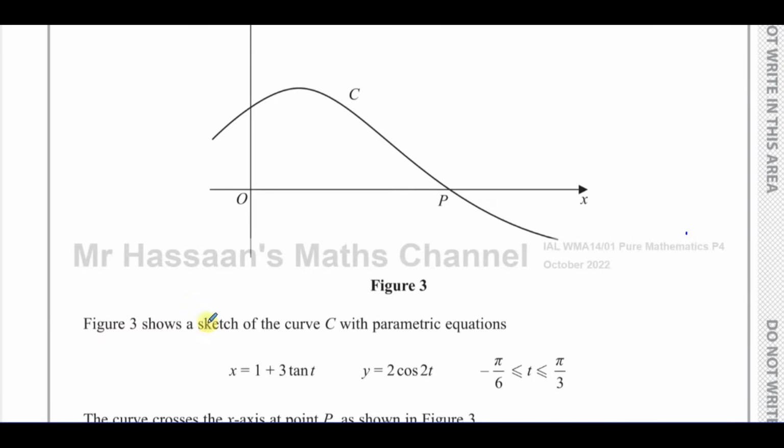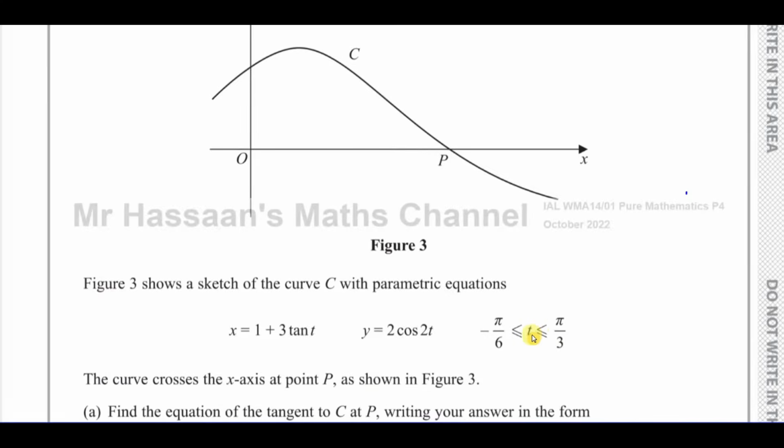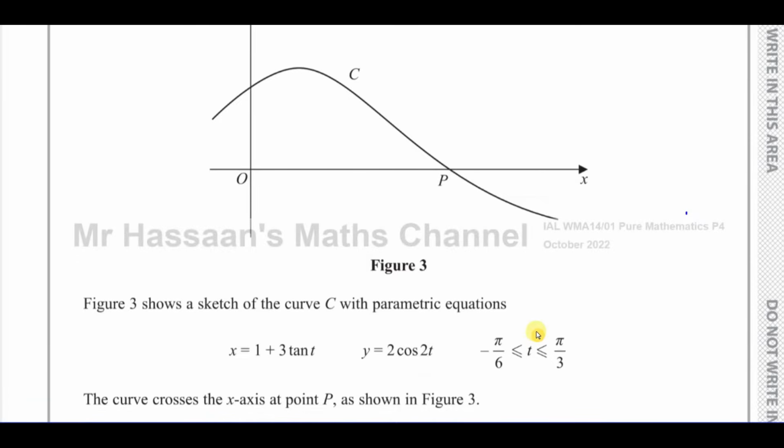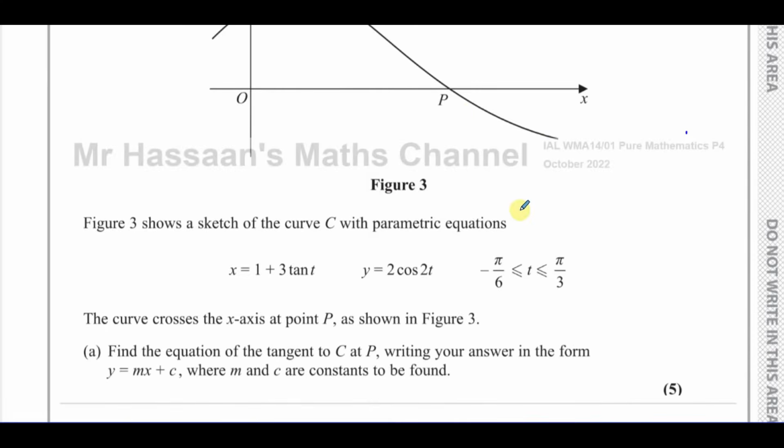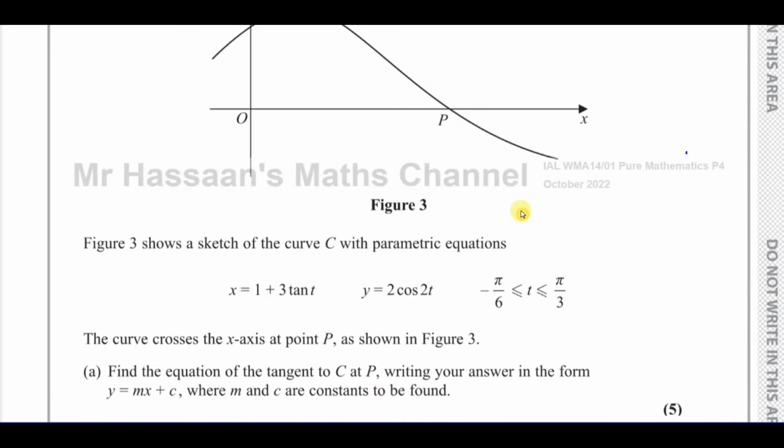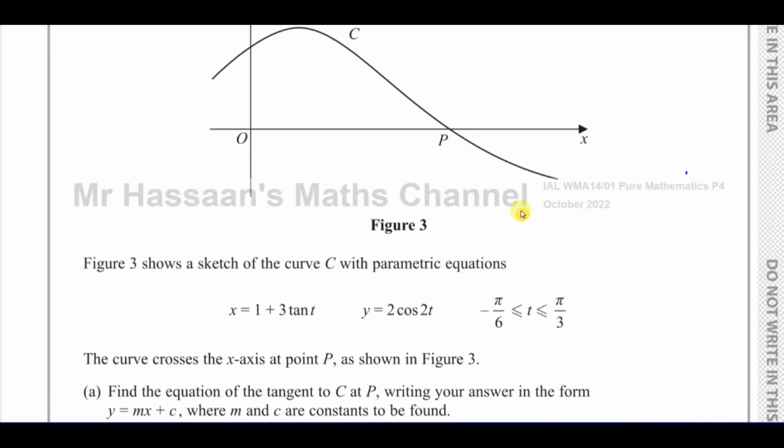So it says figure 3 shows a sketch of the curve C with parametric equations x equals 1 plus 3 tan t and y equals 2 cosine 2t, for t values between minus pi over 6 and pi over 3, both included. The curve crosses the x-axis at the point P as shown in figure 3. Find the equation of the tangent to C at P, writing your answer in the form y equals mx plus c, where m and c are constants to be found.